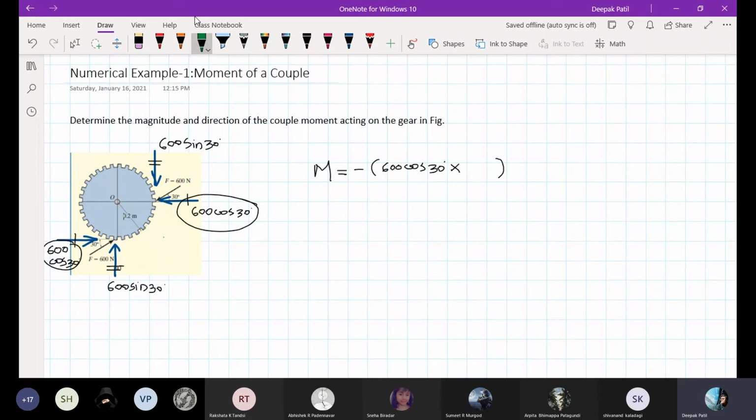If you extend the line of action of this and the line of action of this, this is the perpendicular distance between these two forces. The radius of the gear is given as 0.2 meters, so this also should be 0.2. Now tell me, what about these two forces, this and this? Are they trying to put a clockwise movement or an anti-clockwise movement?